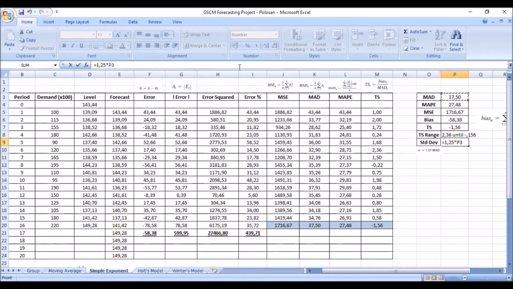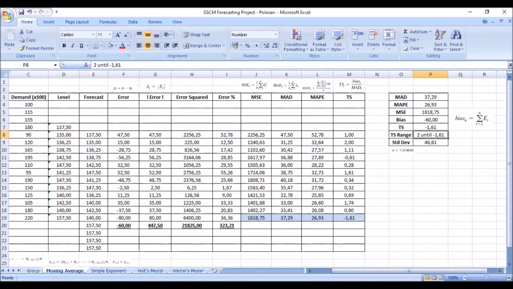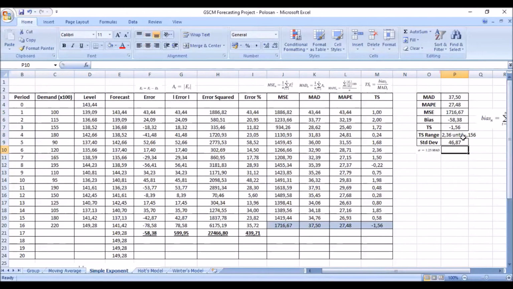And then I just need to click that one. And there you have it, all of the measurements for simple exponential smoothing. However, we can't say yet whether it's good or not, but for sure, it has lower error measurement results than moving average, which is good.